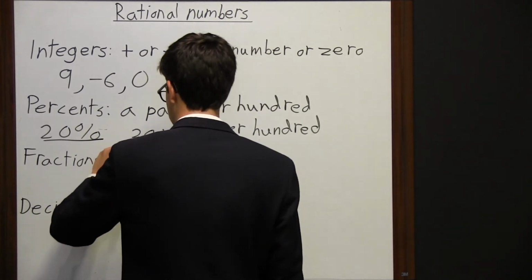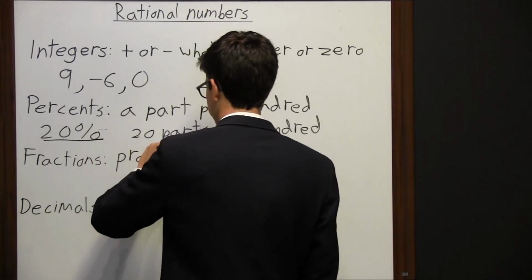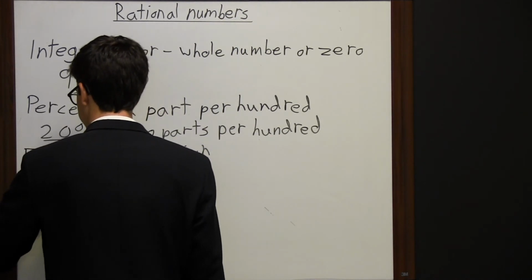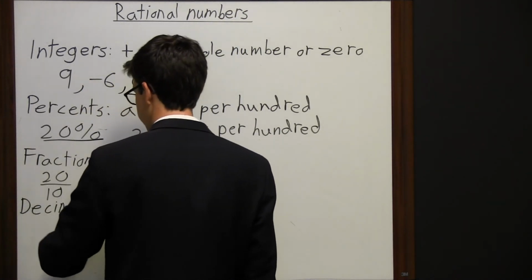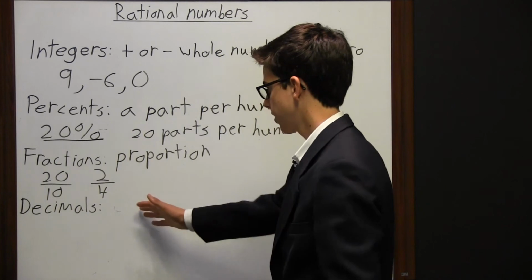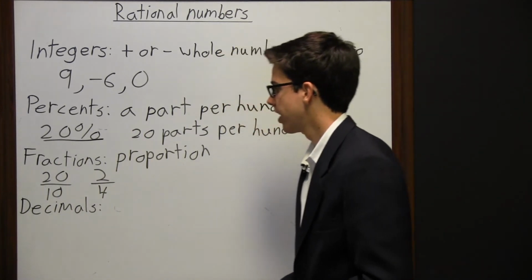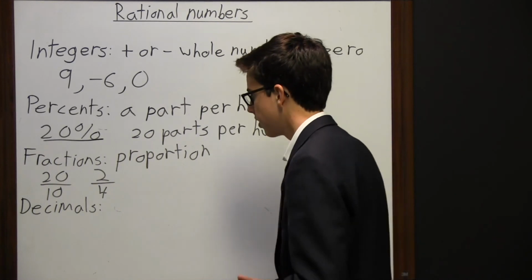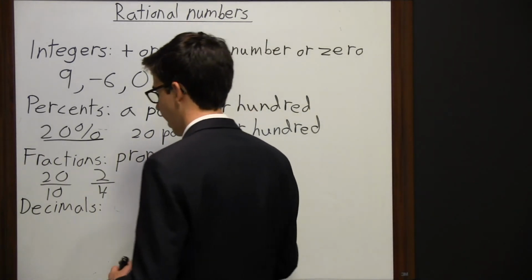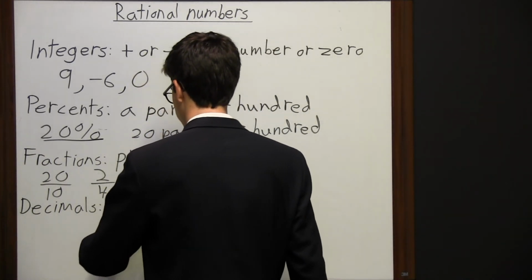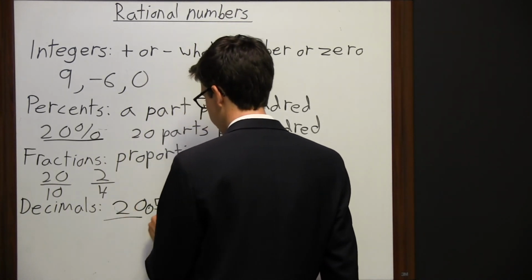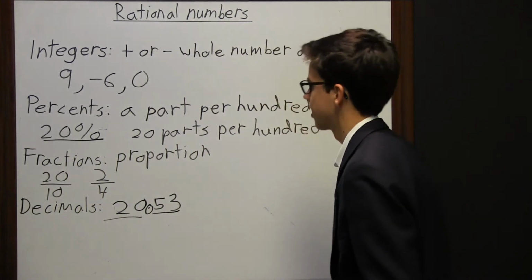Then fractions, which is a proportion. So an example would be 20 divided by 10 or 2 divided by 4. And of course we have decimals, so this is where we have an integer, maybe 1, maybe 89, maybe 0. And then we have a decimal place, and then we have numbers after the decimal, like 20.53.